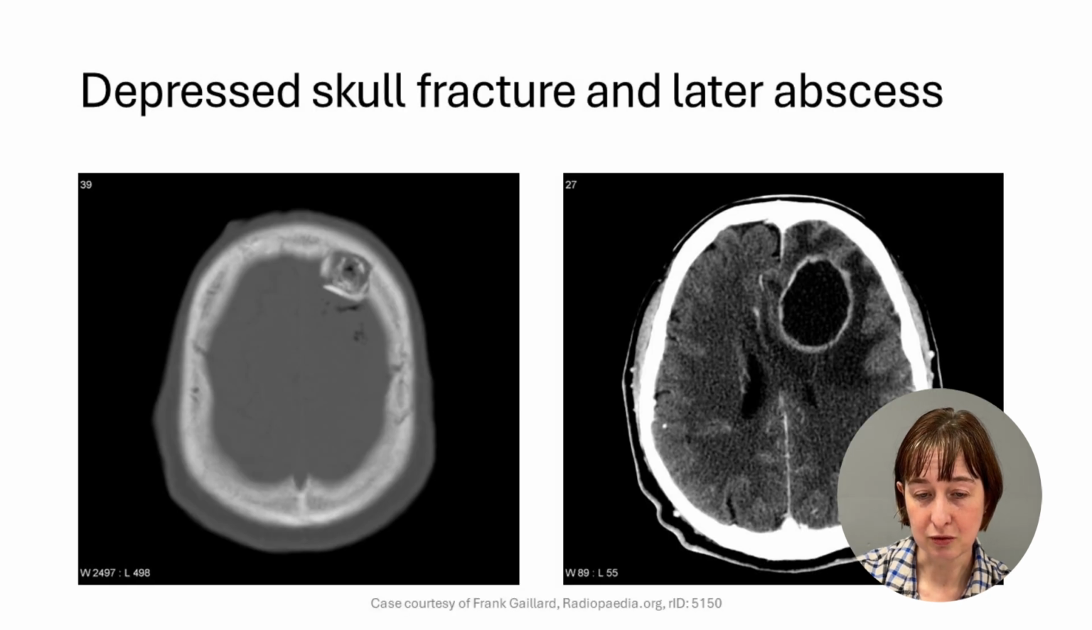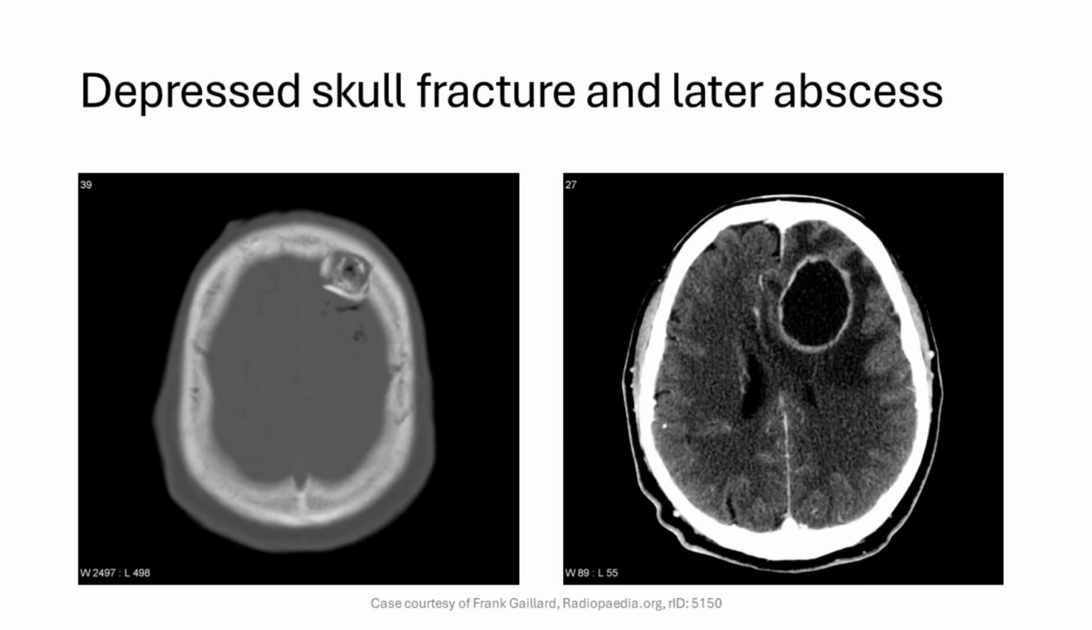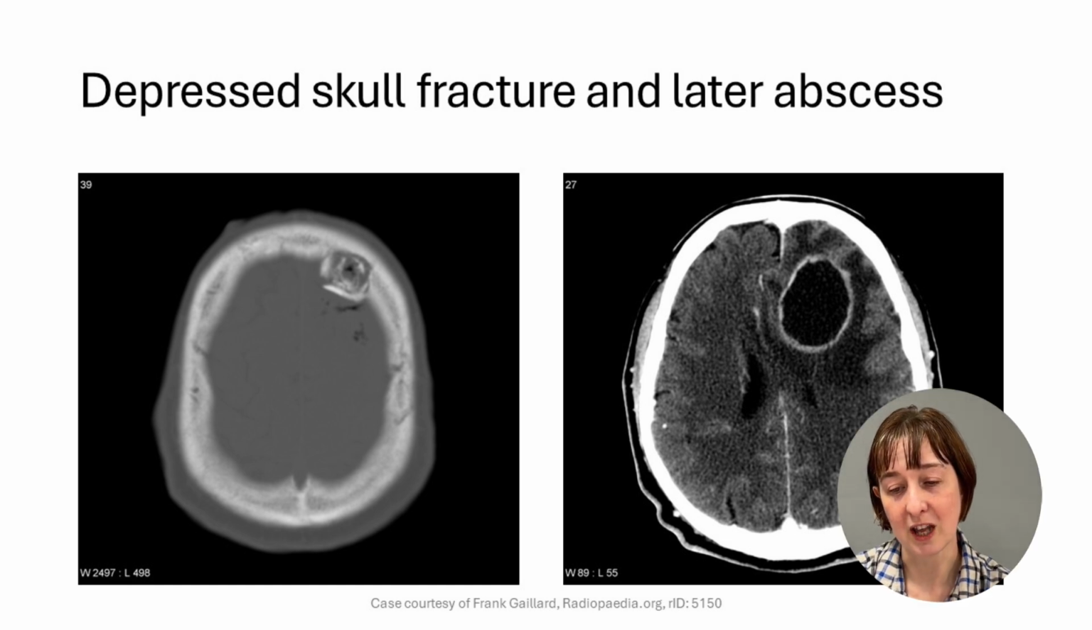And I just have a couple of pictures for you here. So this is CT imaging of somebody who had a depressed skull fracture, which subsequently developed into an abscess of the frontal lobe on the left side, and that's because there was direct extension of infection from the skull fracture.